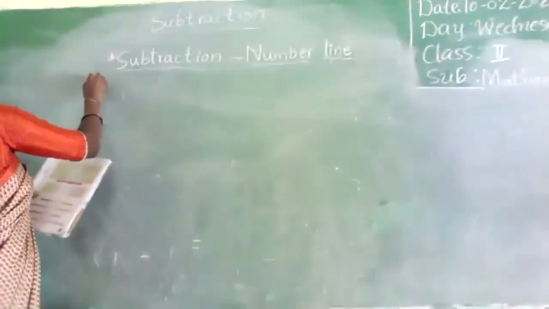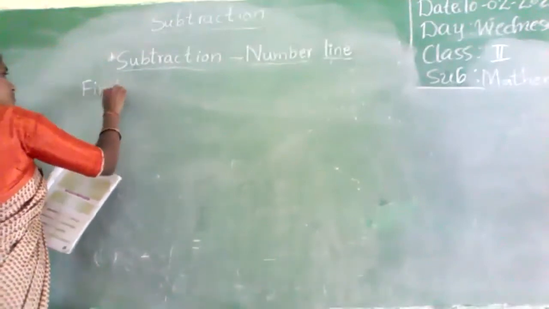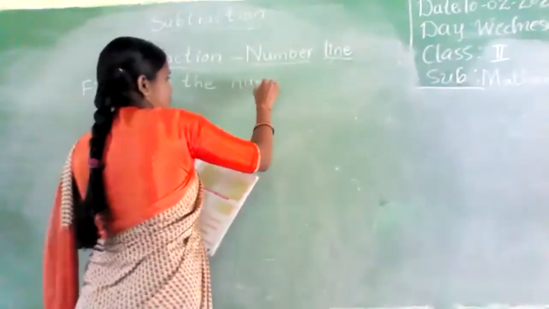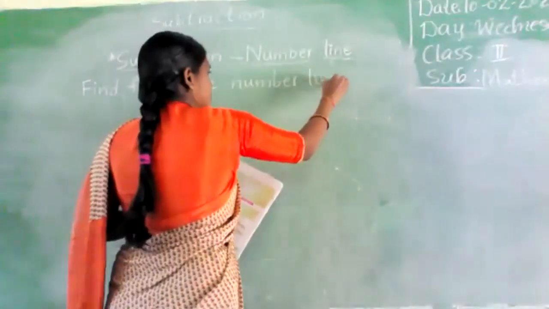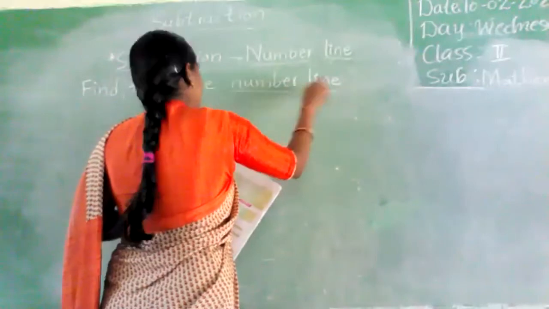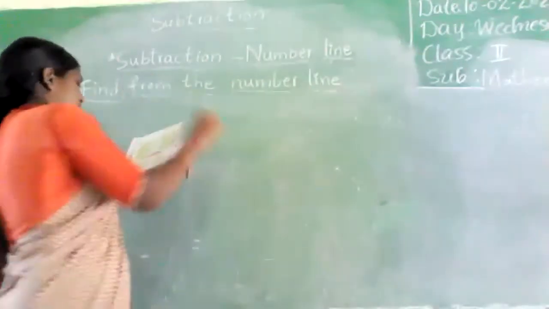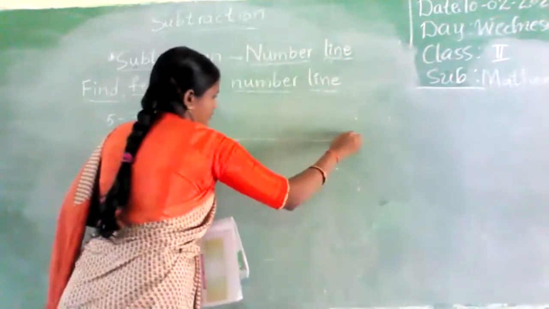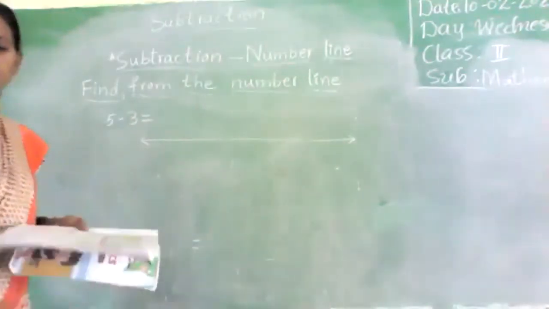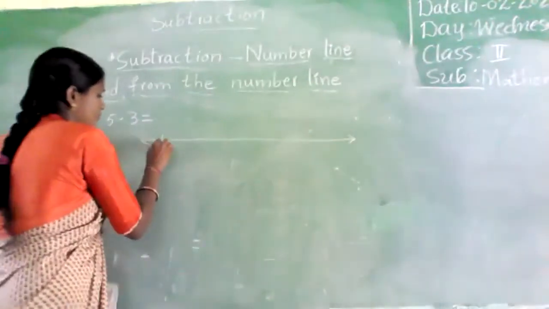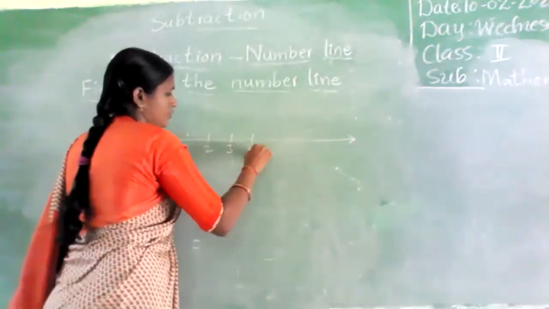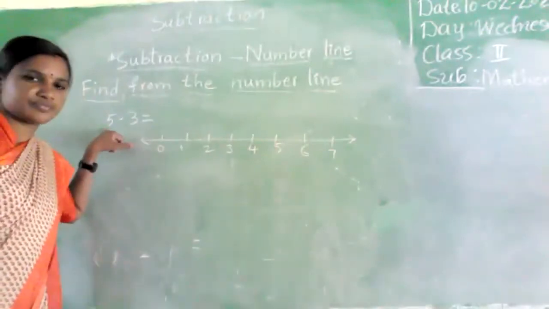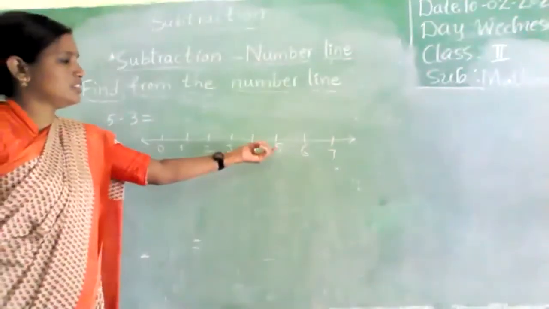Next, find from the number line. 5 minus 3 is equal to. This is called a number line. What are they given? 5 minus 3. So 0, 1, 2, 3, 4, 5, 6, 7. 7 is enough. Why? Because they are given only 5. So we only want 5.